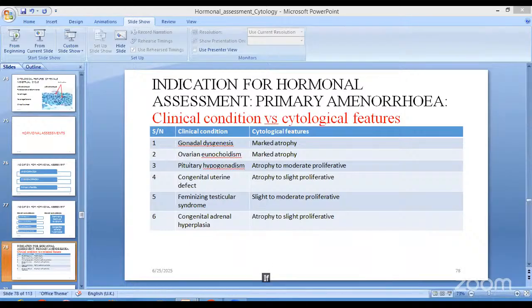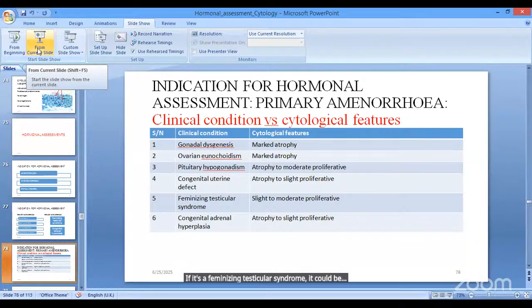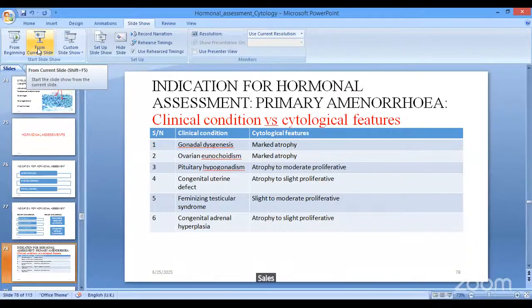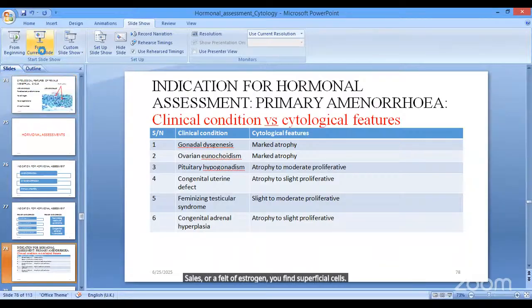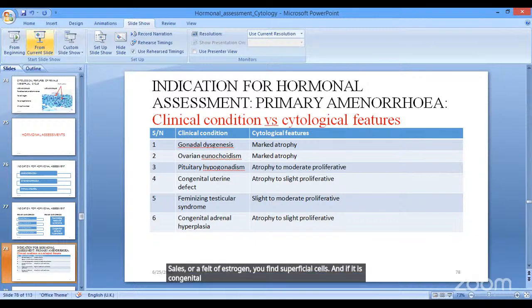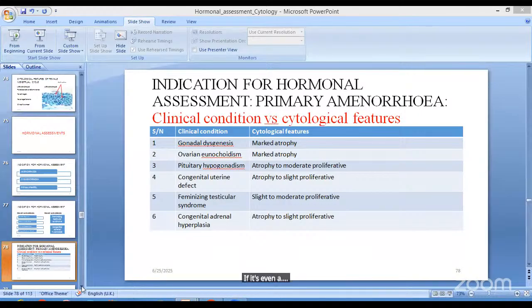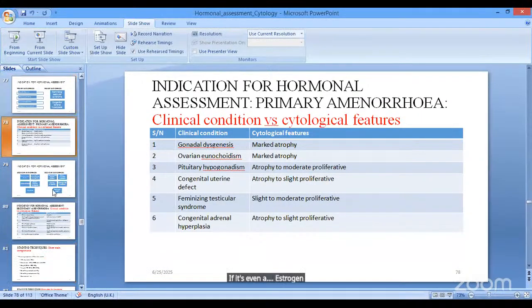If it's feminizing testicular syndrome, you find slight to moderate proliferative cells, or effect of estrogen, so you find superficial cells. And if it is congenital adrenal hyperplasia, you have atrophy to slight proliferative estrogen effect. That means you'll be seeing some superficial cells.